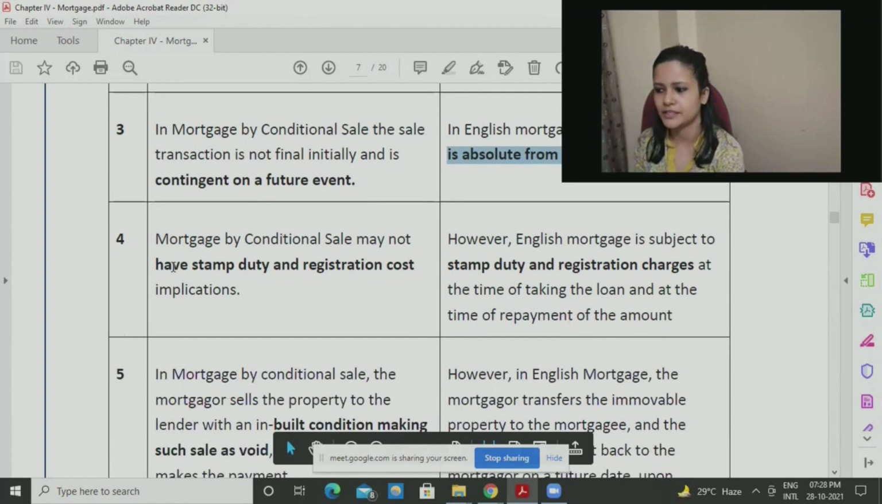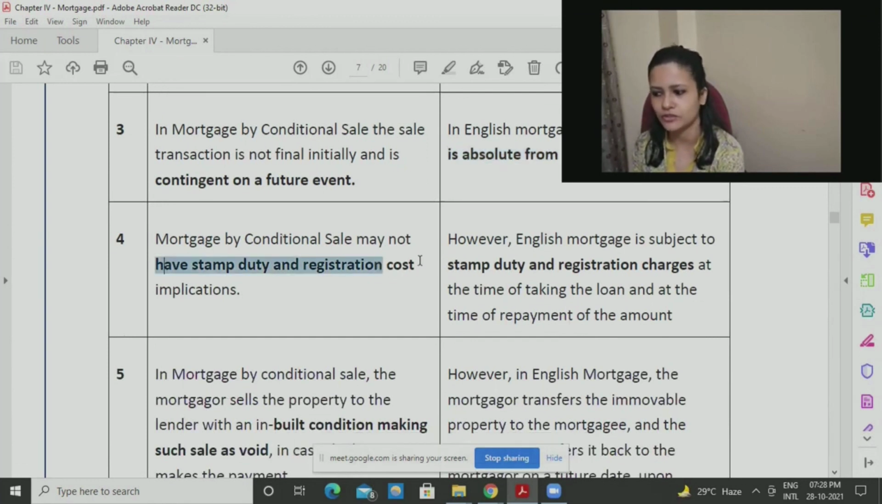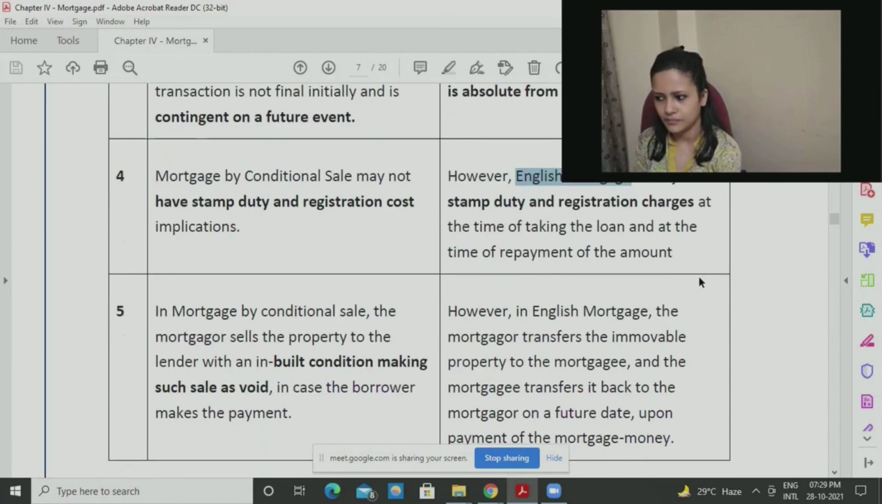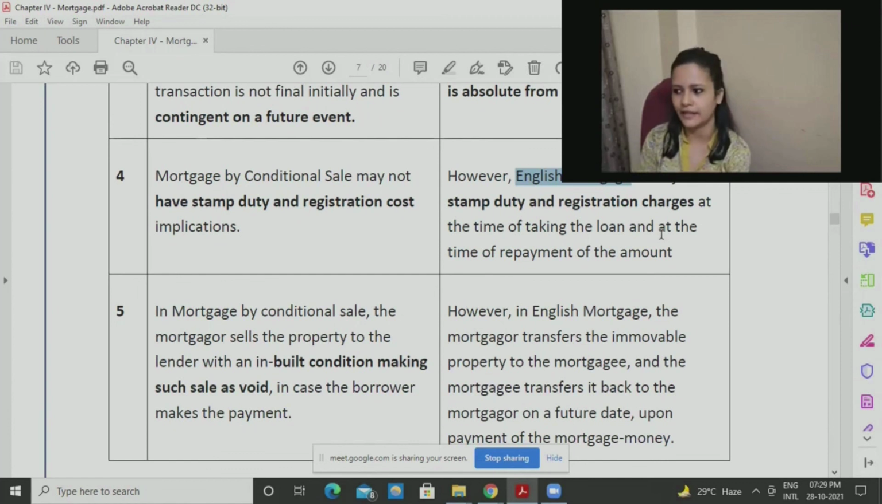Mortgage by conditional sale may not have stamp duty and registration cost implications, because they might only agree on paper that if I'm not able to repay, then this transaction would be completed. After that they can get the transfer and registration done. But in an English mortgage, because it's already an absolute transfer, the property will also be transferred in the name of the mortgagee. Stamp duty and registration charges will also be there. So considering that, English mortgage is expensive, because everything is already done, and then the same thing is unnecessarily done again for the other person.